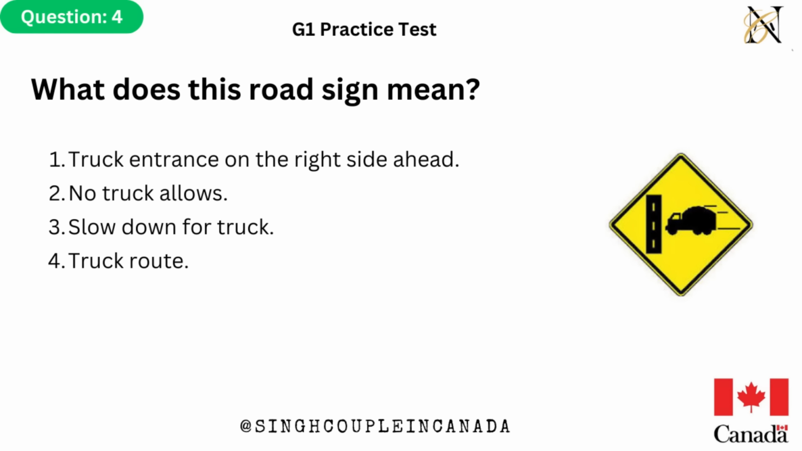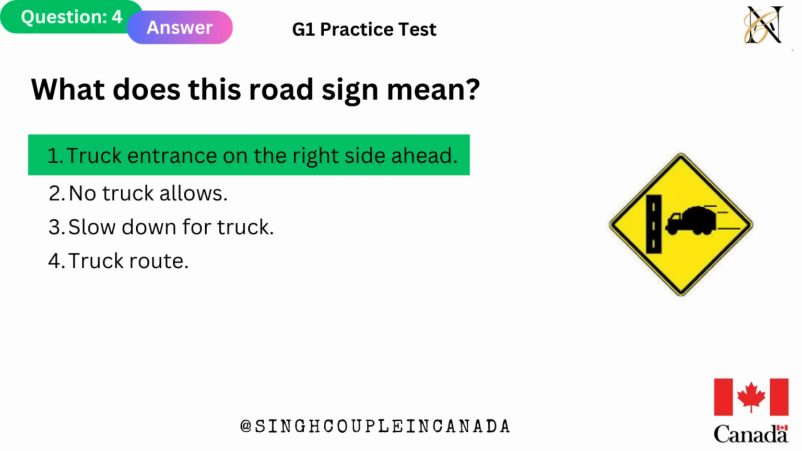What does this road sign mean? 1. Truck entrance on the right side ahead. 2. No trucks allowed. 3. Slow down for truck. 4. Truck route. The answer is 1. Truck entrance on the right side ahead.